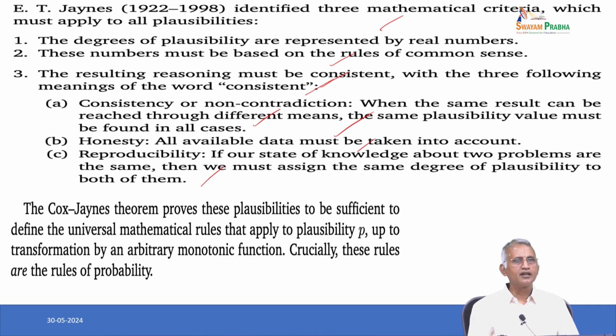Now, the Cox-Jaynes theorem proves that plausibility is sufficient to define the universal mathematical rules that apply to the plausibility P, up to a transformation by an arbitrary monotonic function. Crucially, these rules are the rules of probability.